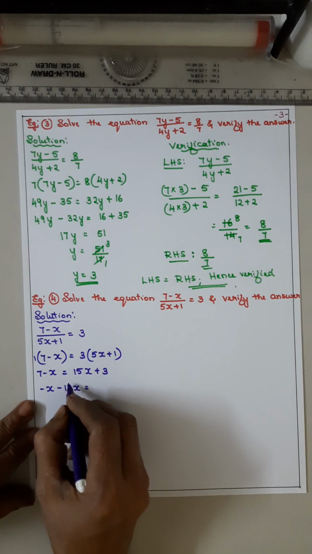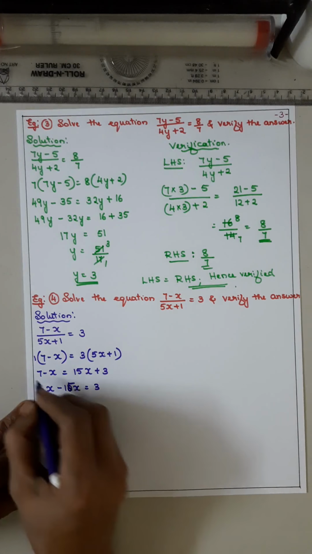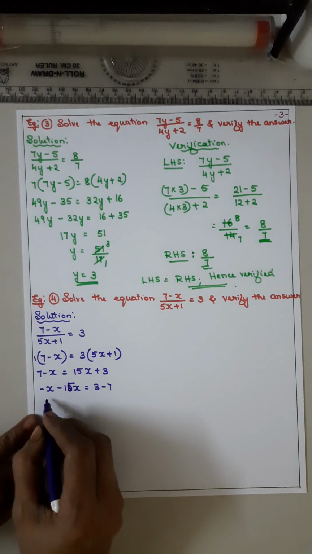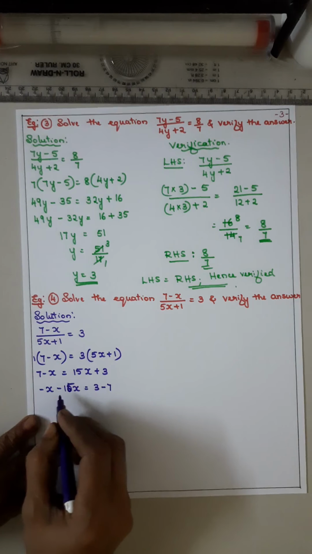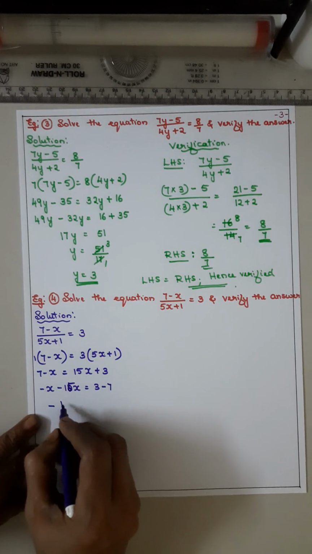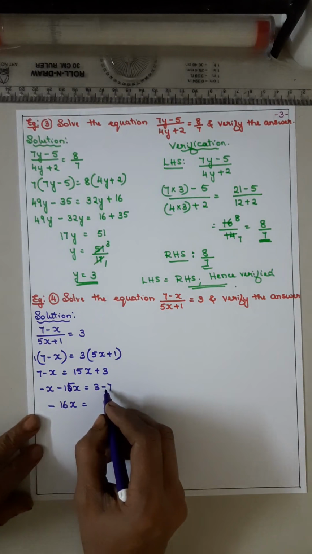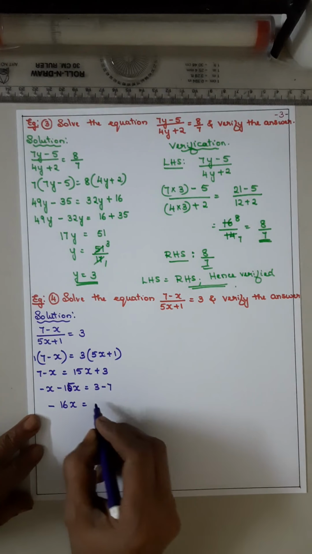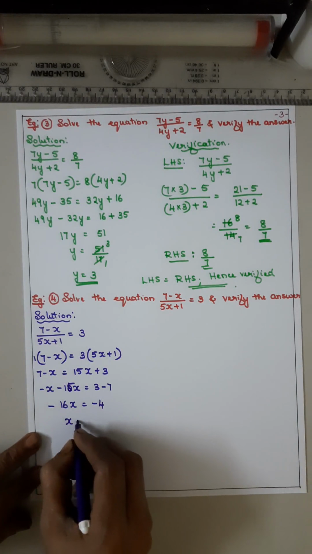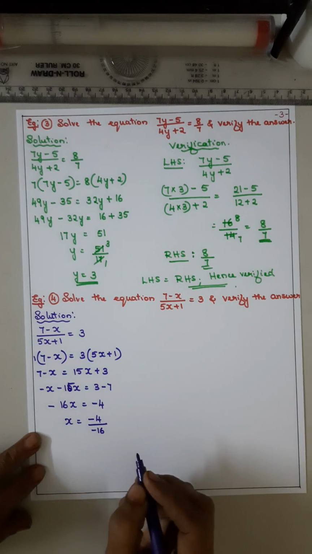Minus 15x. Now 3 plus 7 becomes minus 7. Now here it becomes, it is minus 1 plus 15 is 16x, and here you get minus 7 plus 3, how much will it be? Minus 4. So x is equal to minus 4 upon minus 16.